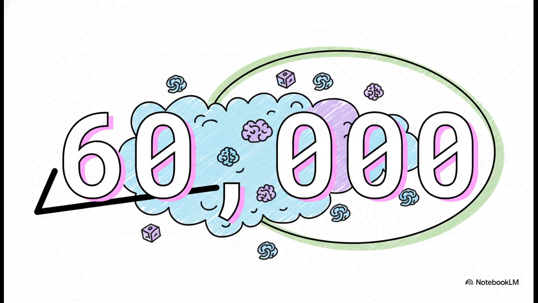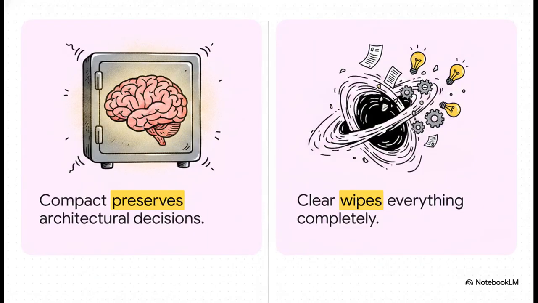60,000. That's a massive number, right? Well, a single command can free up 60,000 tokens, sometimes even more, from a fully loaded session. It gives you the exact breathing room you need while actually preserving the context that matters. And that brings us to the difference between saving your session and destroying it. It all comes down to just one word.